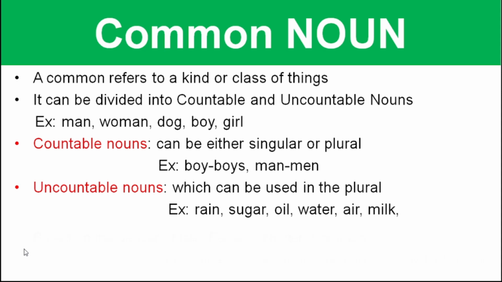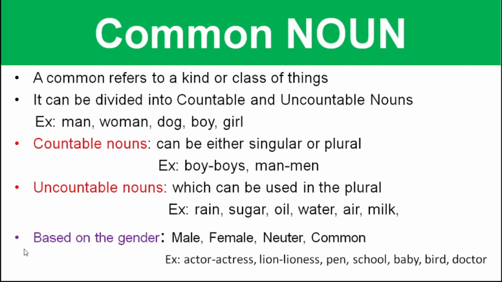Another form of division of the noun is based on gender. If you look at how the noun can be divided based on gender, it's male, female, neuter, and common. These are the four divisions we have based on gender. Now if you look at the examples, this will help us understand easily. For male we use actor, right? For female we use actress. Lion, lioness.